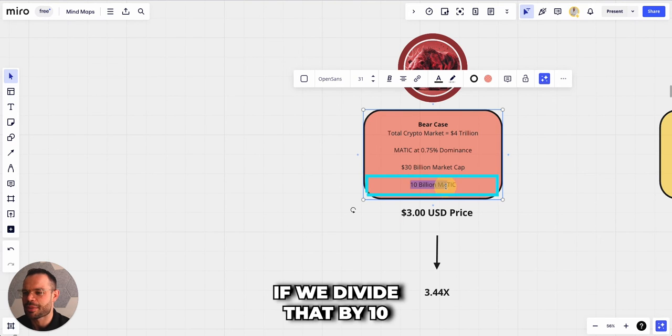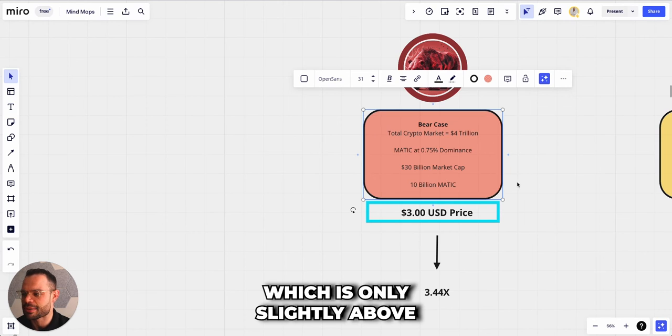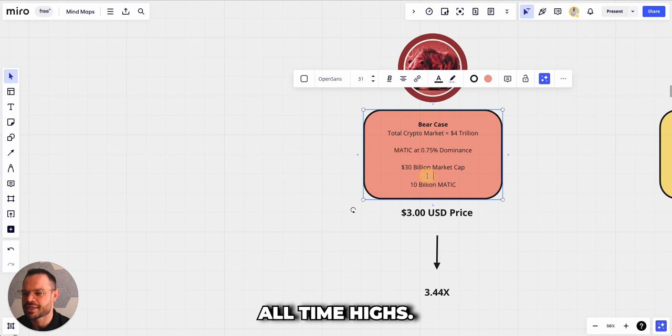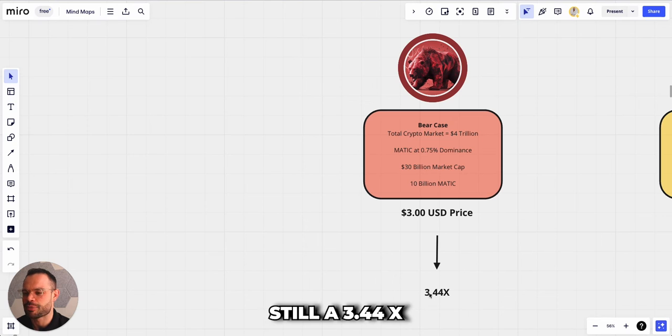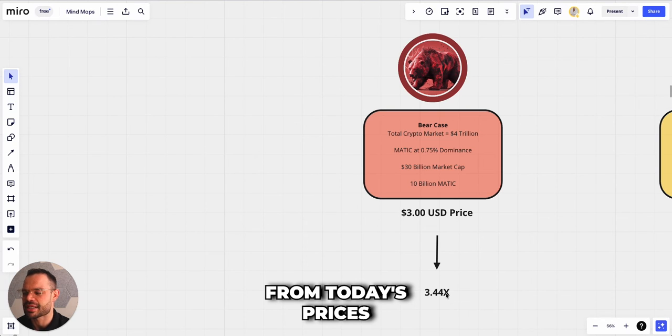However, if we divide that by 10 billion MATIC, it gives us a $3 price target, which is only slightly above those previous all-time highs, again, because of the fact that we've basically got 40% more MATIC in circulation this time around. However, that is still a 3.44x from today's prices of around 87 cents.